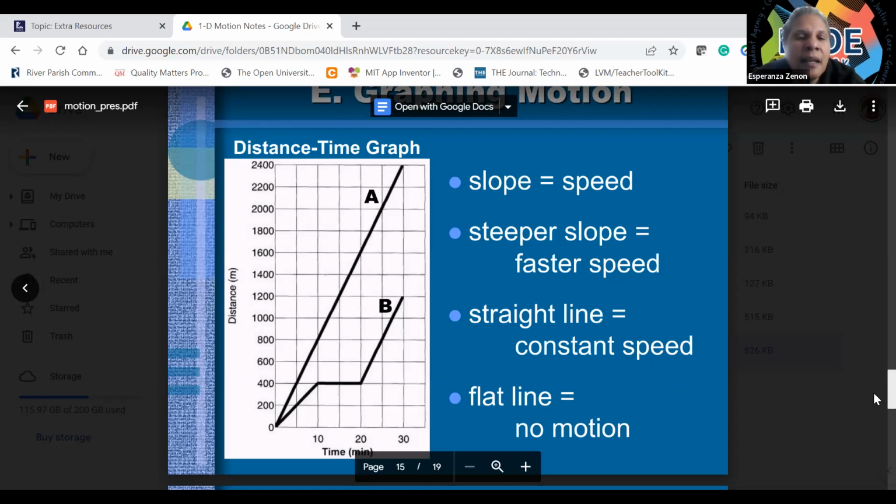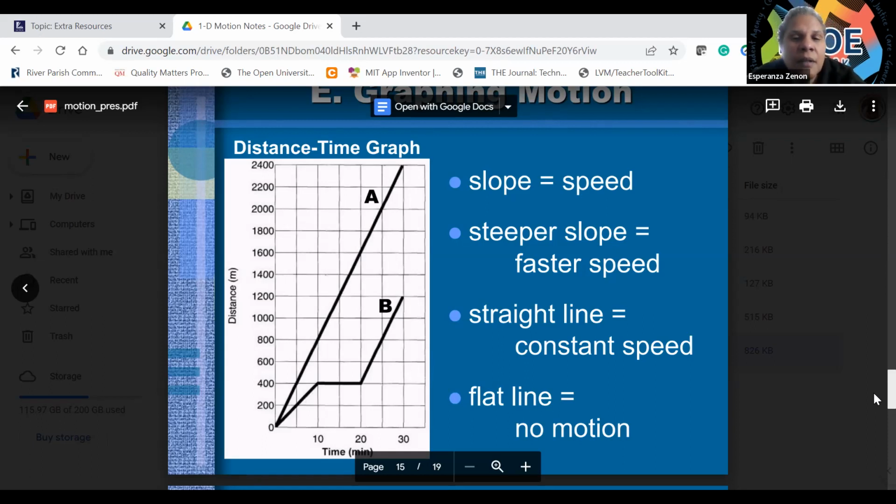I can look at this and say that I know that object A had a faster speed because it has a steeper slope. Steepness, imagine if I had to hike up line A versus hike on line B. Okay, the hike on line A is going to be a much steeper hike, much more challenging than to hike on B, because A is much steeper than B. But when you look at it from a distance time perspective, that steepness tells you about slope, which tells you about the speed, faster speed, steeper slope, faster speed. So A is going faster.